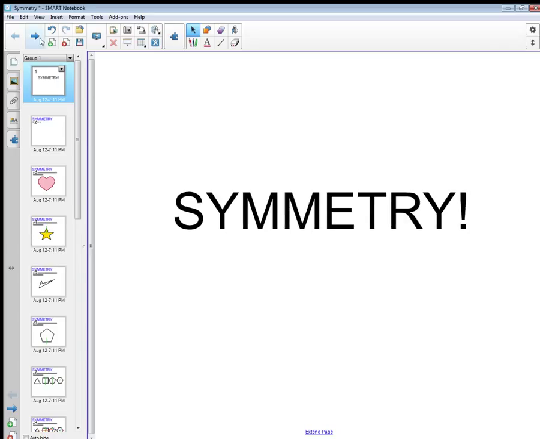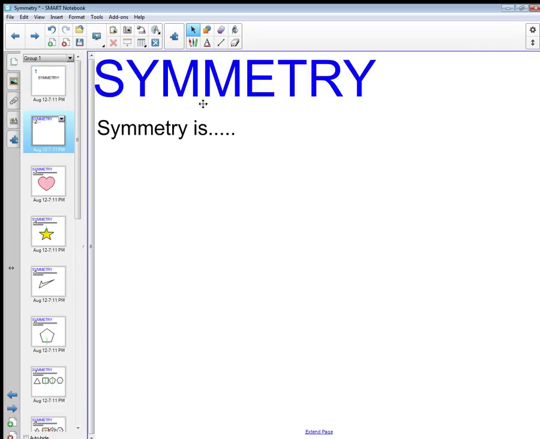symmetry. So what I want you to do in your book is finish this sentence. Symmetry is... What do you think symmetry is? If you're not sure, maybe say something that is just a guess. That's fine. We all have some idea of symmetry. You've heard this name before, so write that down and then keep watching.